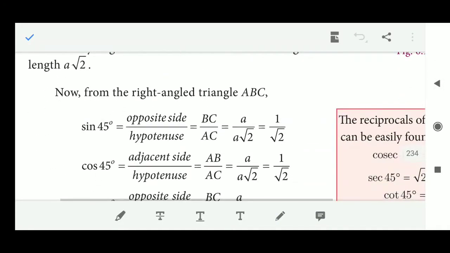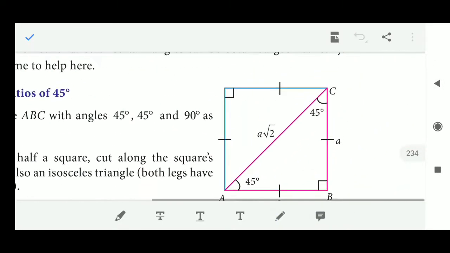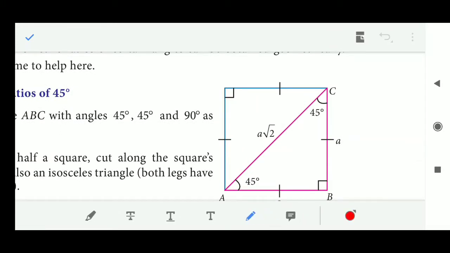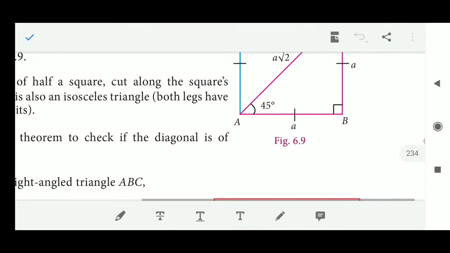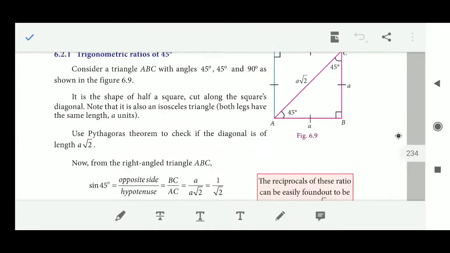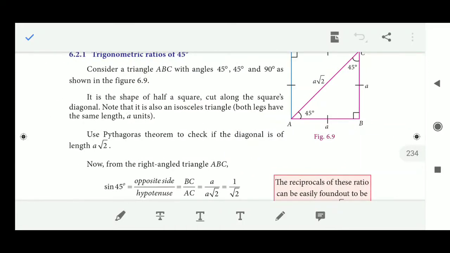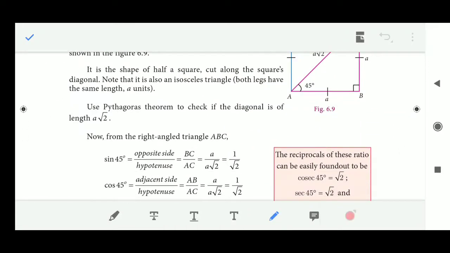For that I am going to consider a right angle triangle which is cut from the square. Here if you cut the square using the diagonal, you will get 45 degree in the two sides. One angle is a 90 degree. If A is the side of a square, then the diagonal is A root 2. So from this you can find the sine 45 degree.